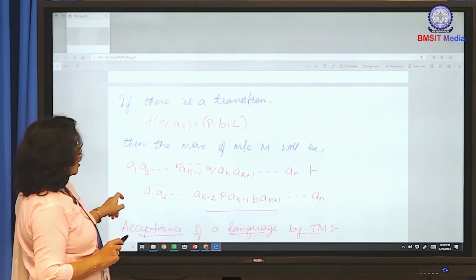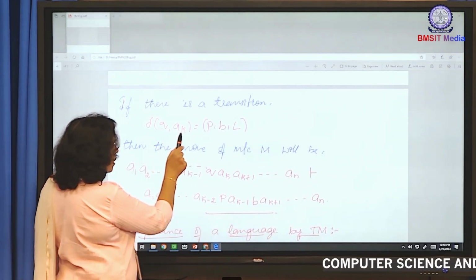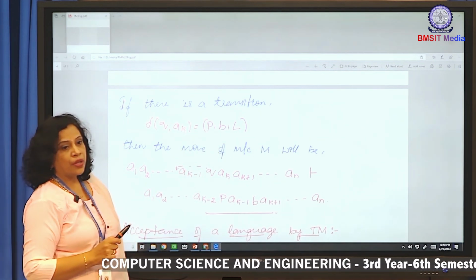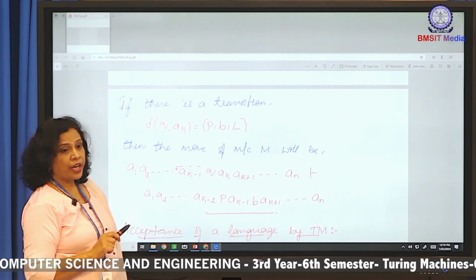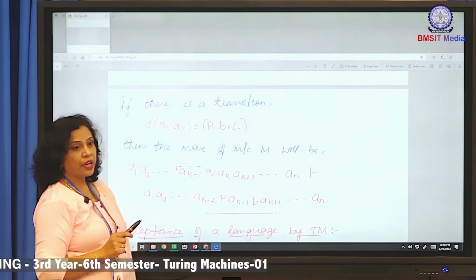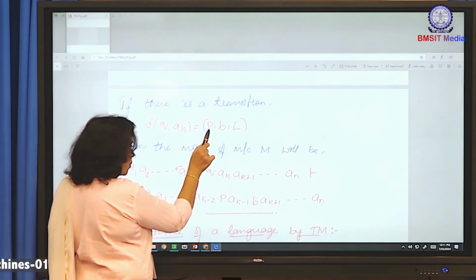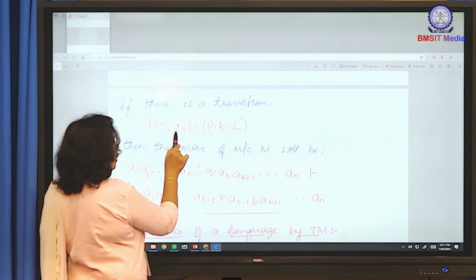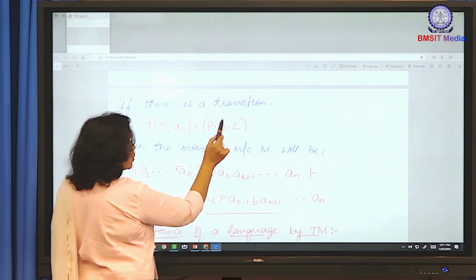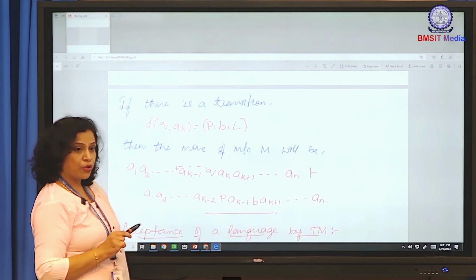Now, if there is a transition, delta of Q comma AK equal to P comma B comma left. So the previous case we moved the head to right. Now we have to move the head to left. There is a change of state. State Q will be changed to state P. Input AK will be replaced by input B. The head should be moved to left. So we will see how to make this move.